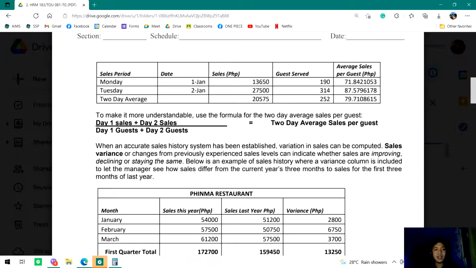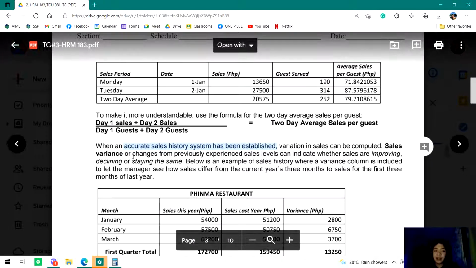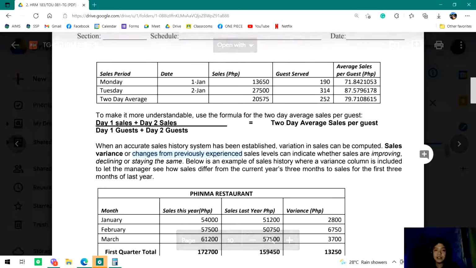Now, when an accurate sales history system has been established, variation in sales can be computed. Sales variance, or the changes from previously experienced sales levels, can indicate whether sales are improving, declining, or staying the same. So if you have accurate sales recording or sales history, you can see the variation, or the sales variance, the difference of sales from a specific amount of time.